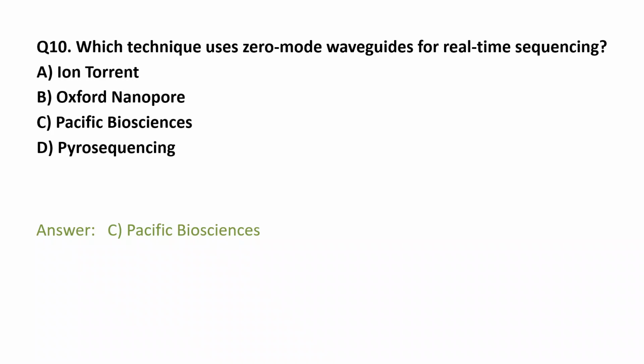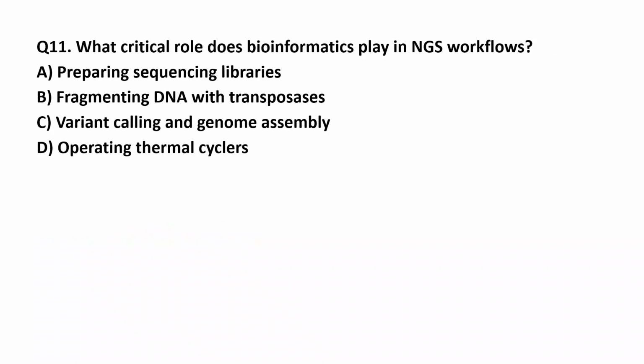A single DNA polymerase is immobilized at the bottom of each ZMW, and fluorescently labeled nucleotides are incorporated into the growing DNA strand by the polymerase. As each nucleotide is added, its fluorescent tag emits light which is detected in real time. So the answer is Pacific Biosciences.